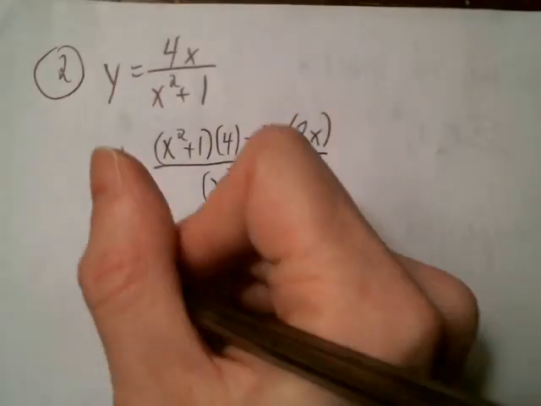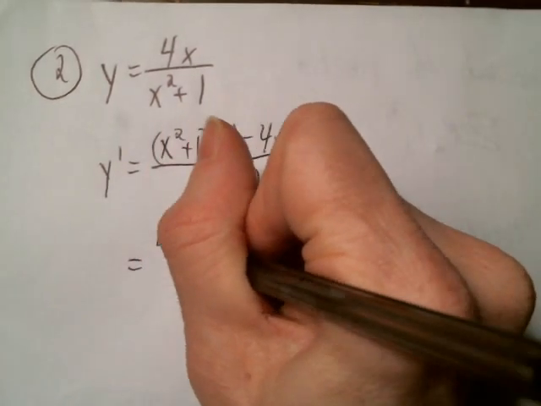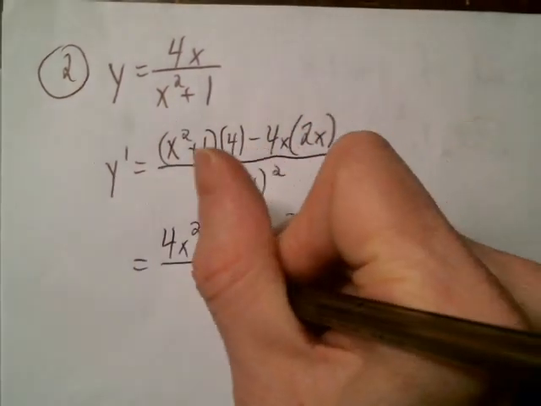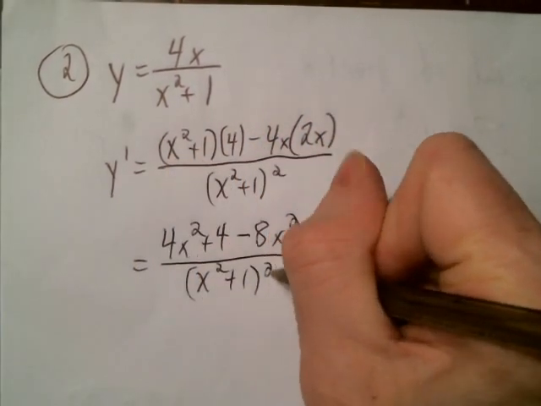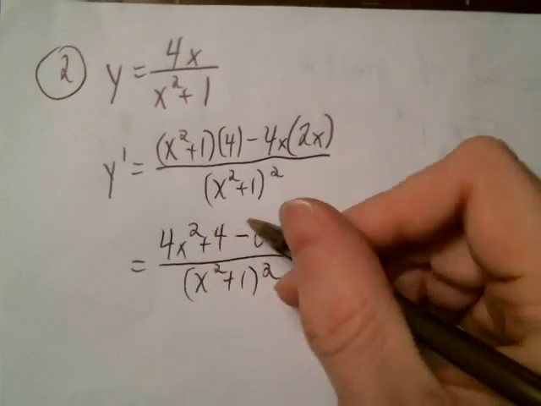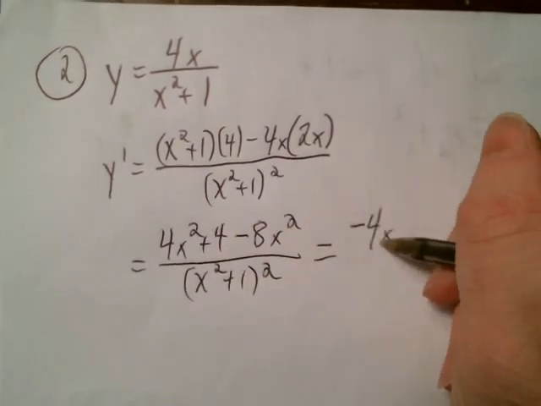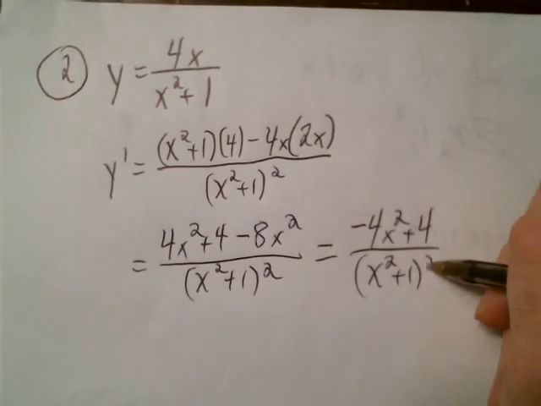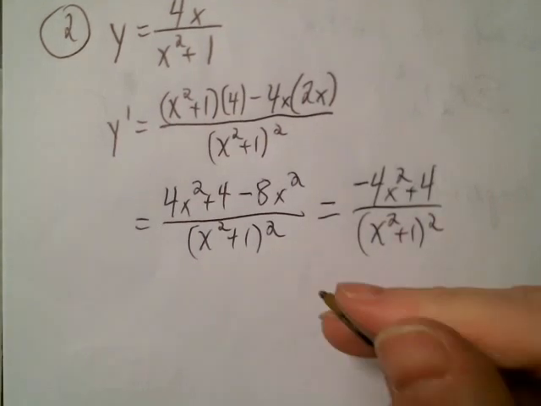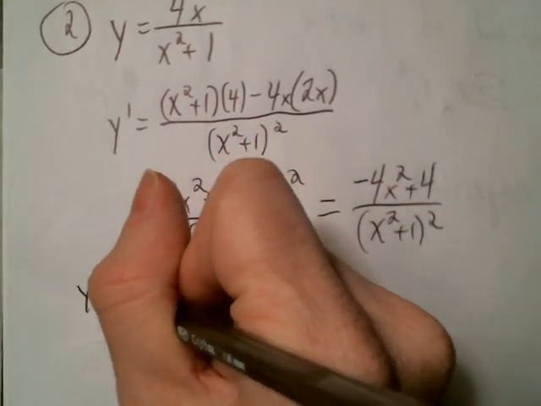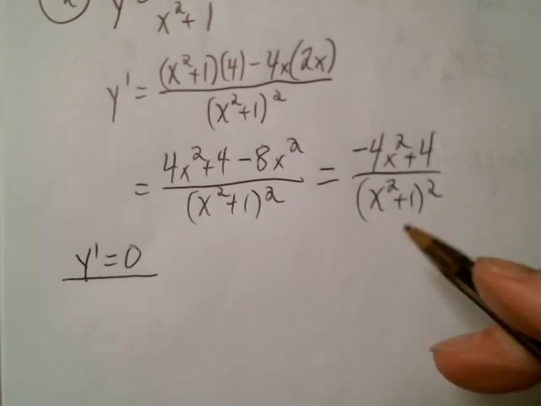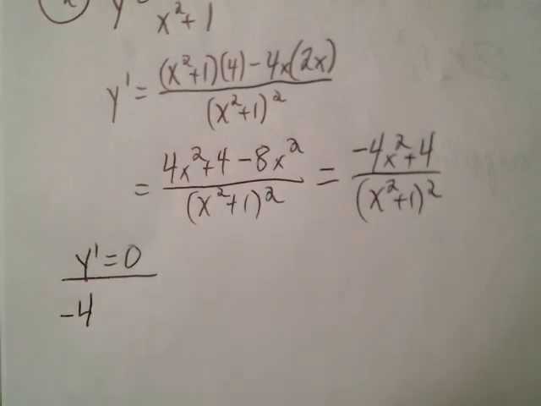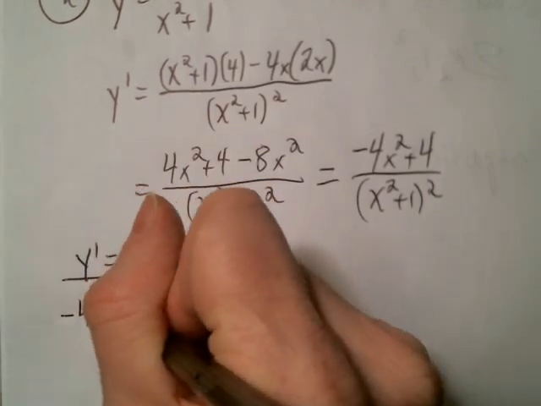Okay. Then you clean up the numerator. So that's going to be 4x squared plus 4 minus 8x squared, all over x squared plus 1 squared. And you want to simplify that. 4x squared minus 8x squared is minus 4x squared, and then plus 4, all over x squared plus 1 squared. Okay, and then we need to find where it is equal to 0. So you set this equal to 0. It'll come down to just letting the numerator equal 0, which is the way you do it for rational functions.